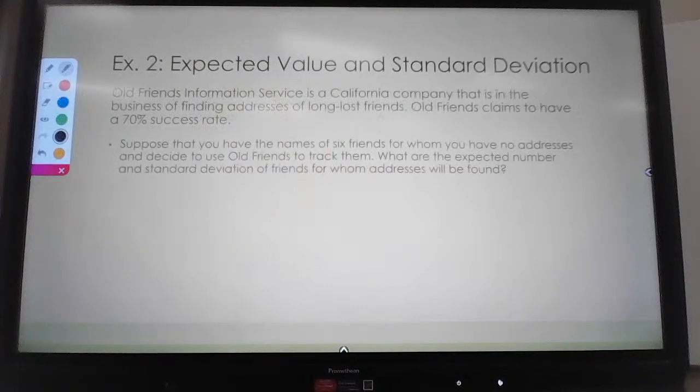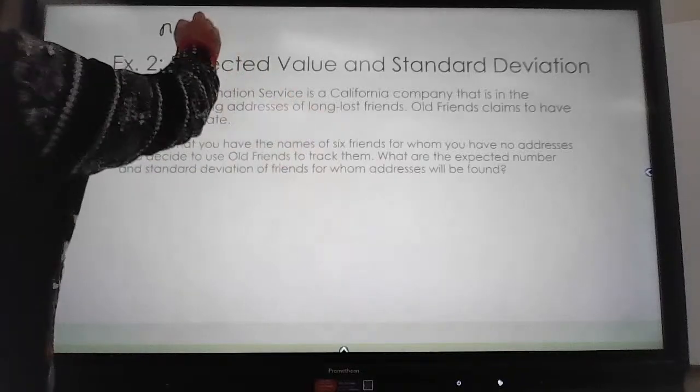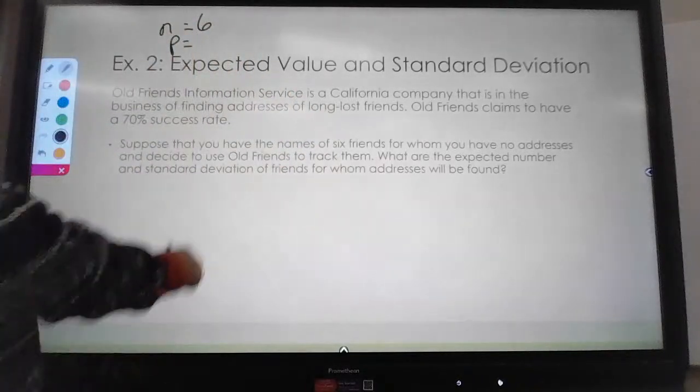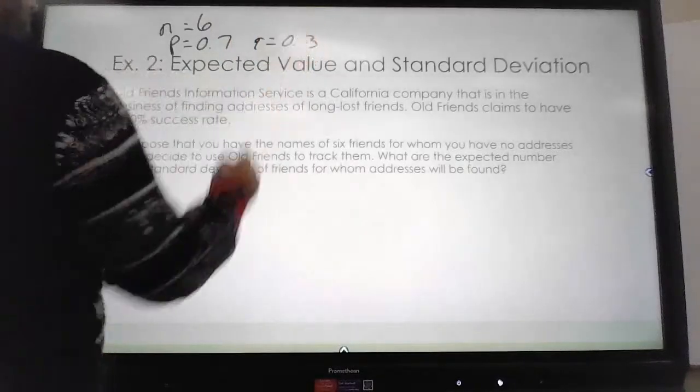Here's another example. Old Friends Information Service is a California company that is in the business of finding addresses of long-lost friends. Old Friends claims to have a 70% success rate. Suppose that you have the names of 6 friends for whom you have no addresses and decide to use Old Friends to track them. What are the expected number and standard deviation of friends for whom addresses will be found? Okay, we need our n, we need our p, we need our q. So our n is 6 friends. Our success rate is 70%, so p is 0.7, which means our q is 0.3.